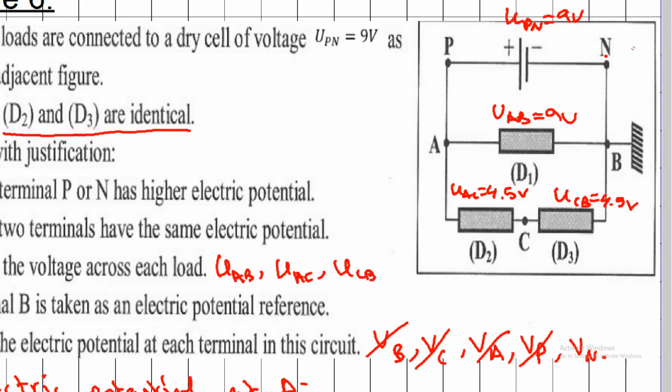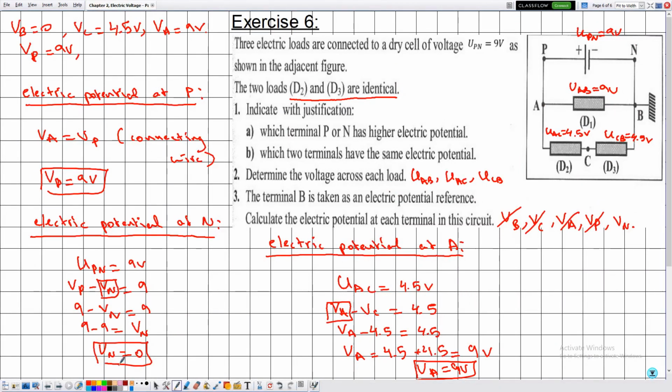Now in order to determine the electric potential at the point N, we need to consider the closest point. Here we have two choices. Either we consider the point P, because we know the voltage UPN, or we consider the point B. Now we know that B is chosen as a reference electric potential, so VB is equal to 0, and VB is equal to Vn, because we have a connecting wire. So if VB is 0, then Vn is equal to 0 according to this equality, and as we have calculated here, Vn is equal to 0.